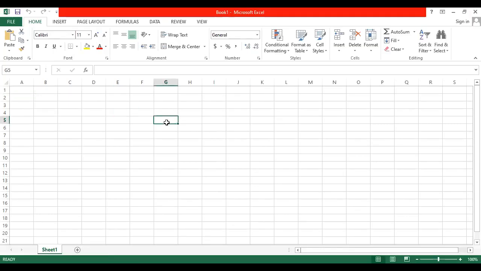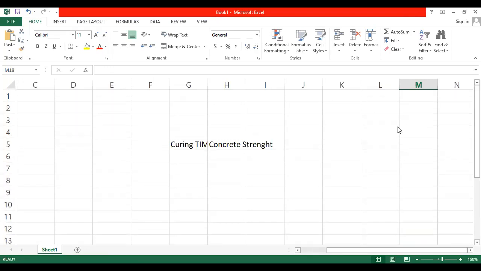Yeah, so in Excel, you first label your curing time, and then you have the concrete strength. I'm sure you can see my screen. Let me magnify it a bit. Okay, very well. So we got this.